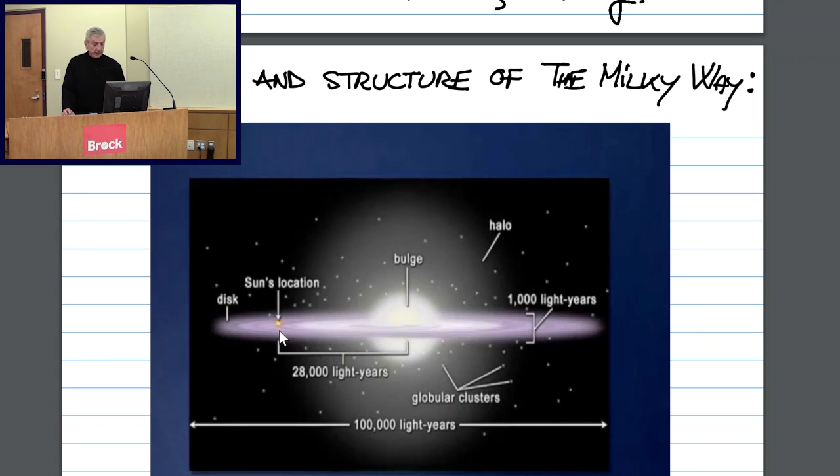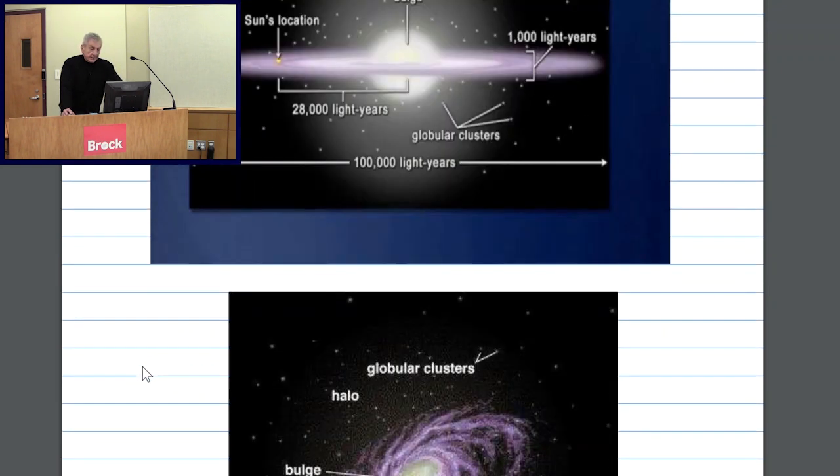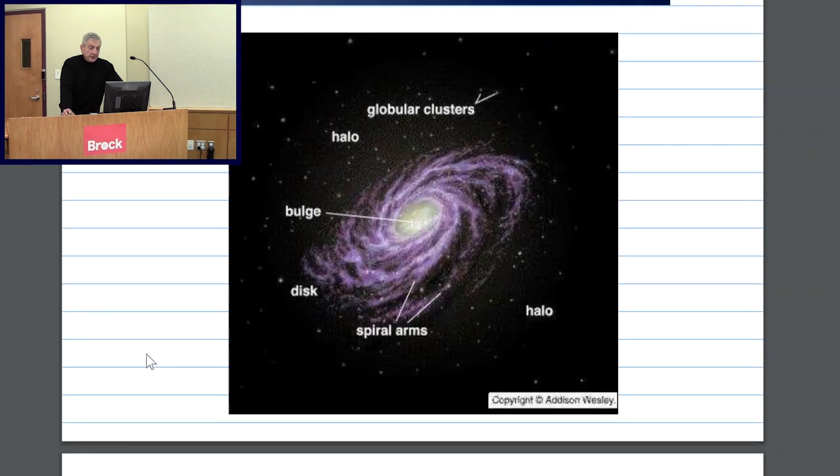Here is an artist's image of what one would see if one were to observe our galaxy from above the galactic plane. There's the central bulge region, the disk. The region above and below the disk is called the halo, which is filled with globular clusters. And it turns out that our galaxy has these spiral arms, which are outlined by very hot, luminous young stars.